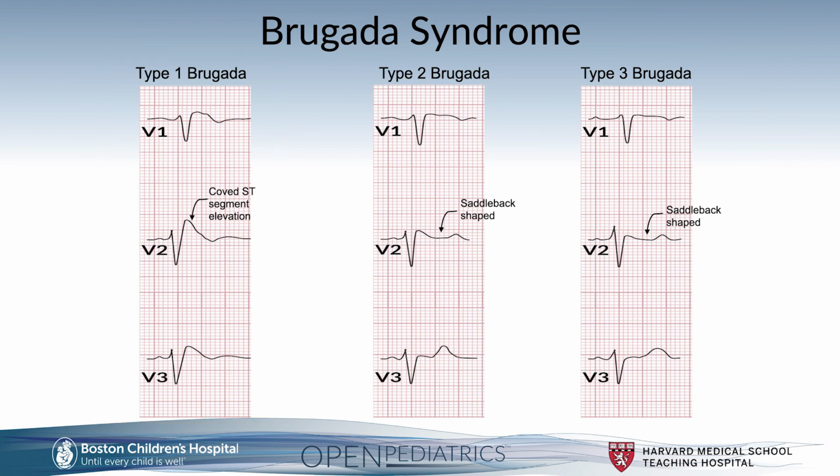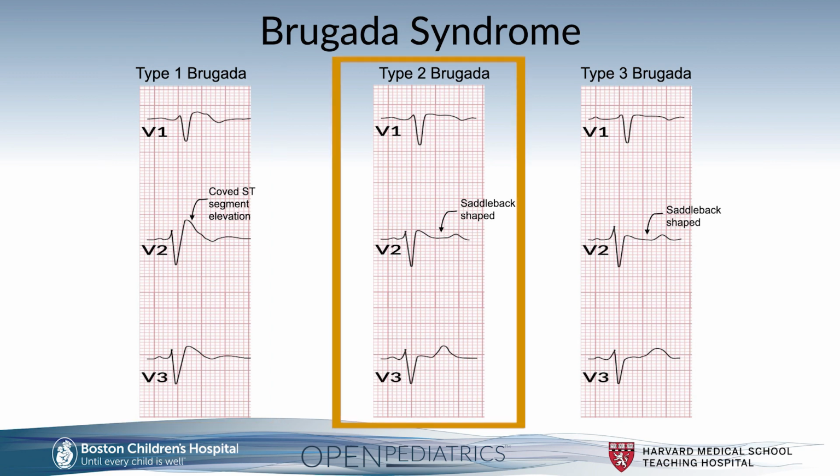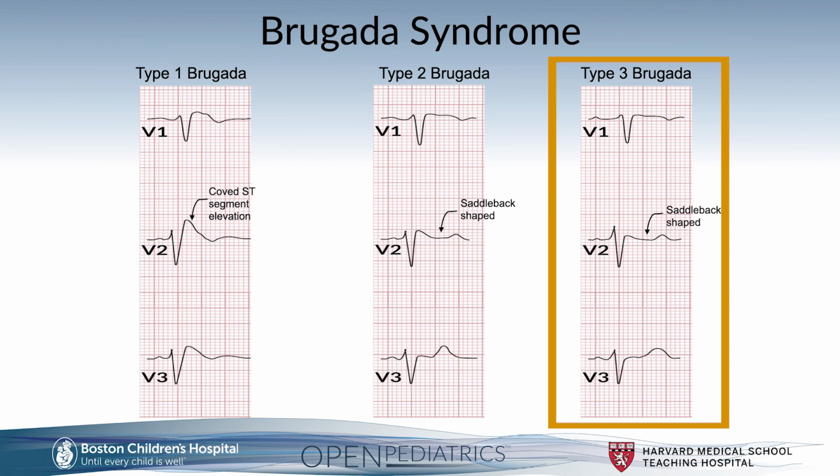The less obvious patterns that are noted in type 2 and type 3, as you'll see here with type 2, is not so much the coved ST segment elevation, but you have more of a saddleback shape ST segment, with the J point elevation being greater than 2 millimeters above the baseline in the precordial leads, with the terminal portion of the ST segment being elevated greater than 1 millimeter in type 2. Whereas in type 3, it's similar to type 2, but the terminal portion of the ST segment is elevated less than 1 millimeter above the baseline.